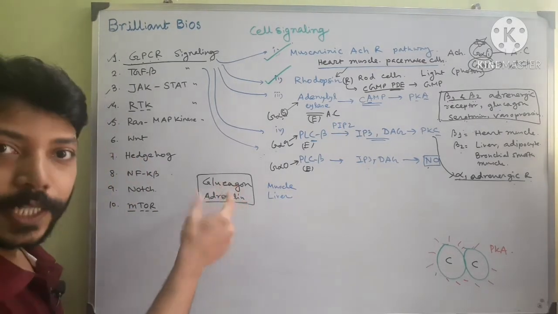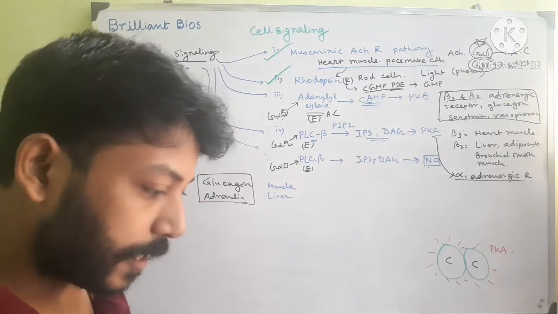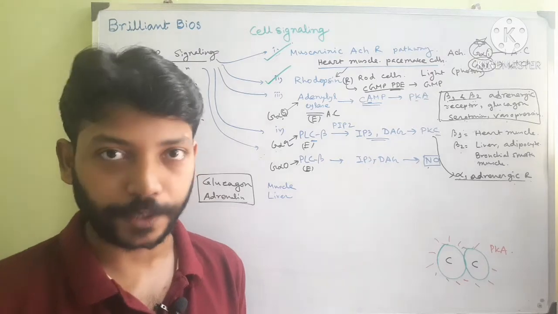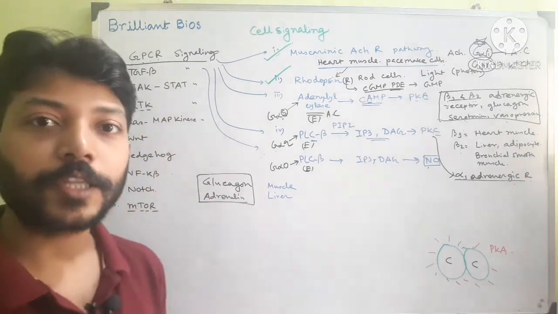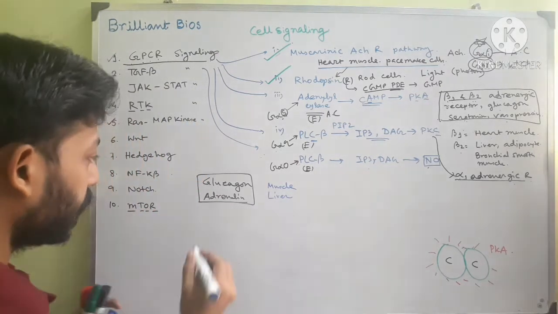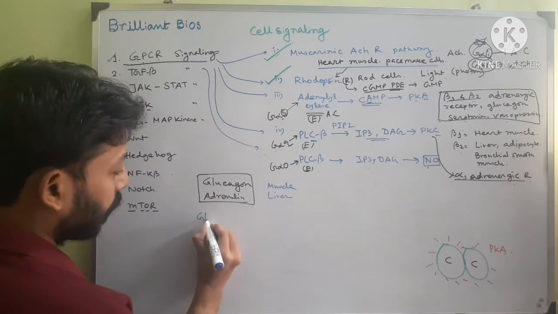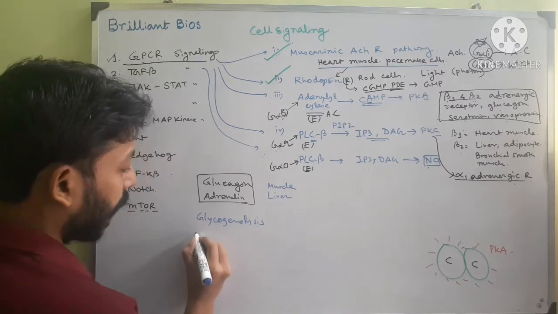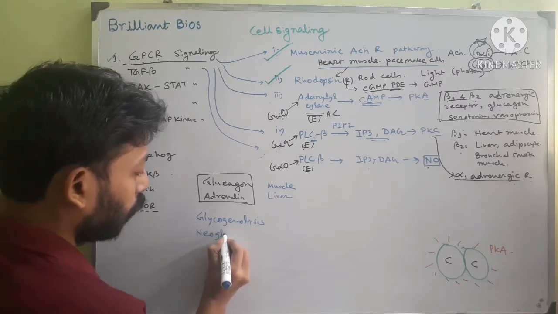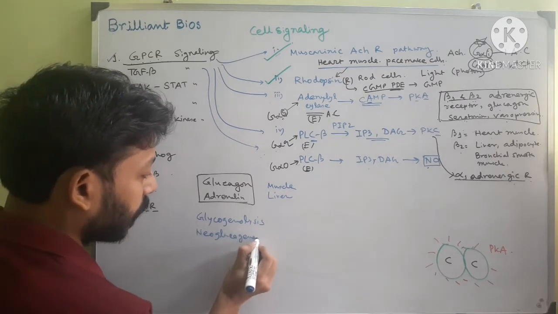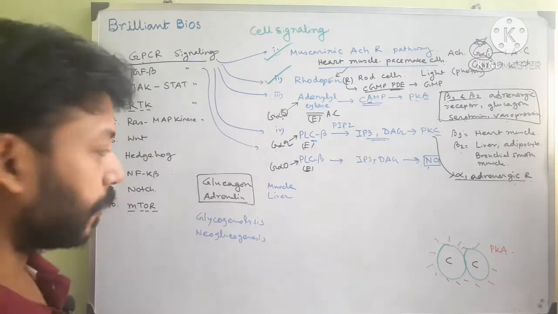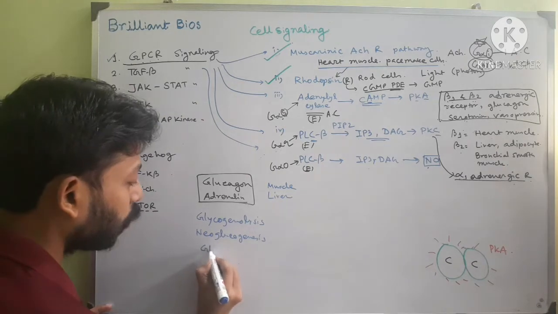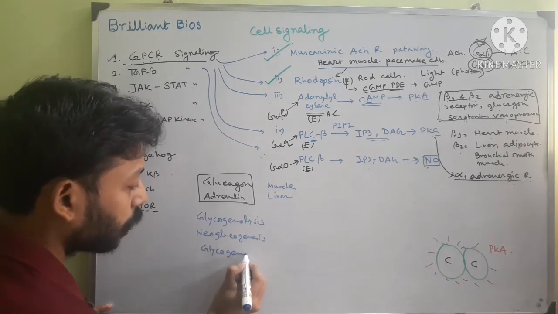In case of glucagon, the name implies that this hormone actually interacts oppositely with insulin. Glucagon helps in 2 important things, that is glycogenolysis and gluconeogenesis. There are 3 terms actually there. These 2 hormones help in these 2 processes. Another term is called glycogenesis.